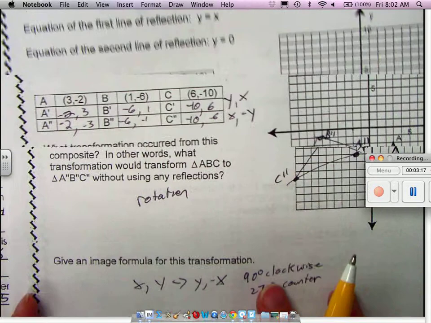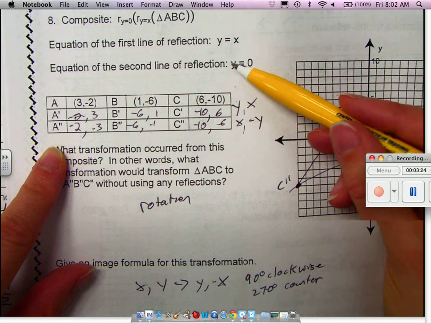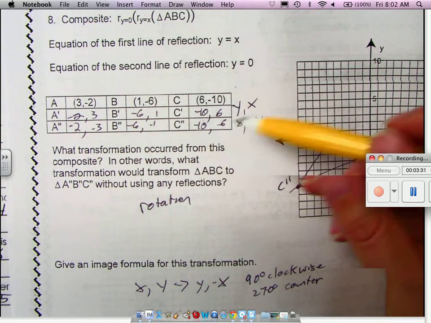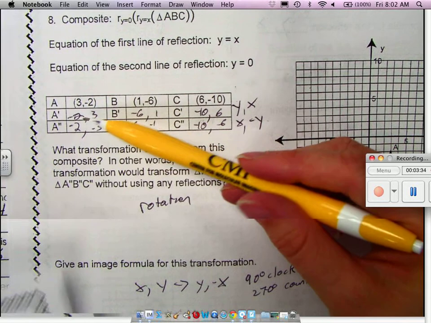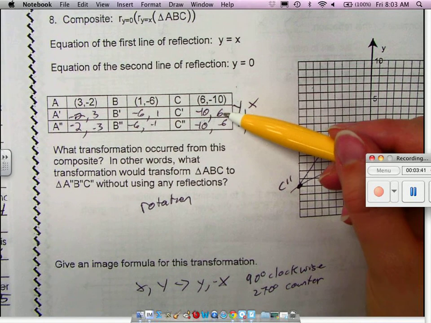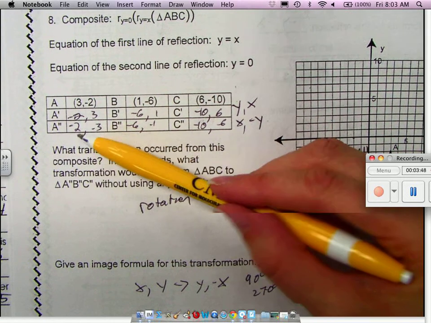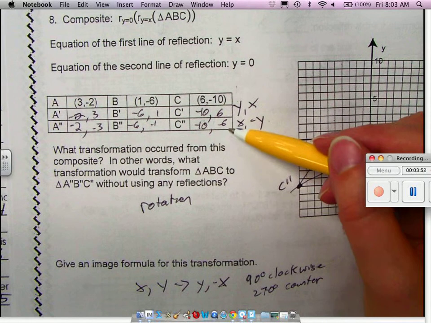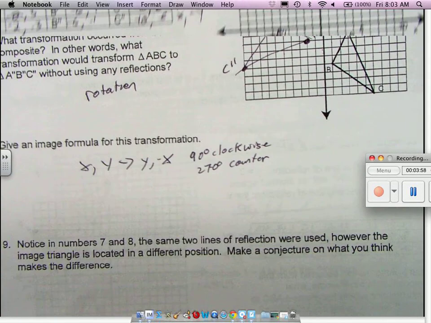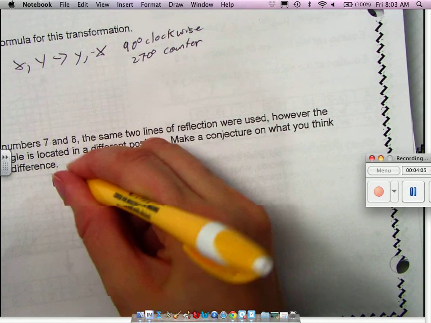Number 8, y equals x and y equals 0. I'm doing y equals x first, so that's (y, x). Then y equals 0, which is (x, -y). My points for y equals x go (-2, 3), (-6, 1), (-10, 6). The second image goes (-2, -3), (-6, -1), (-10, -6). It's a rotation of 90 degrees clockwise, 270 counterclockwise, and my image formula should be (y, -x). Which one you do first matters.